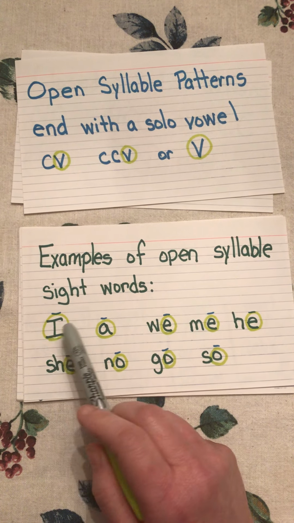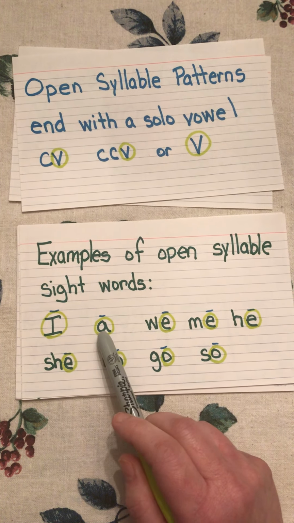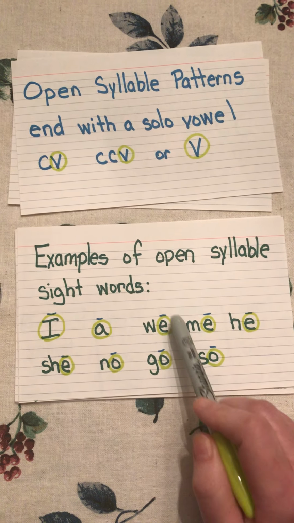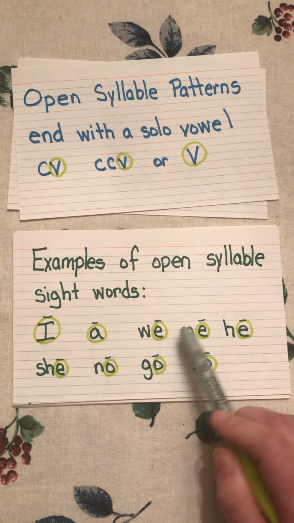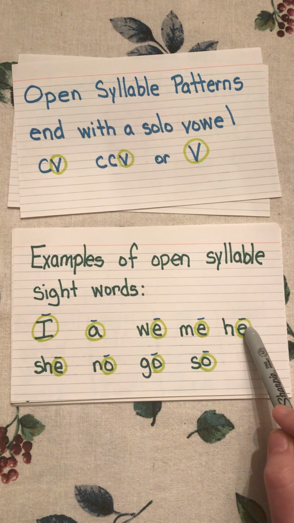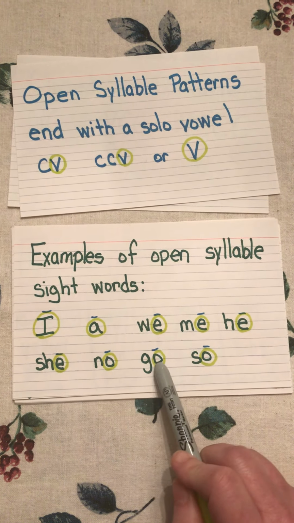So, vowel on, there's nothing after it. The vowel's going to say its name. Vowel on, nothing after it. Vowel can say its name. This one right here, where's our vowel? There's nothing after it. Says its name. This one right here, the vowel's after it. It's going to say its name. Nothing after the vowel, say its name. Same thing, same thing, same thing, same thing.